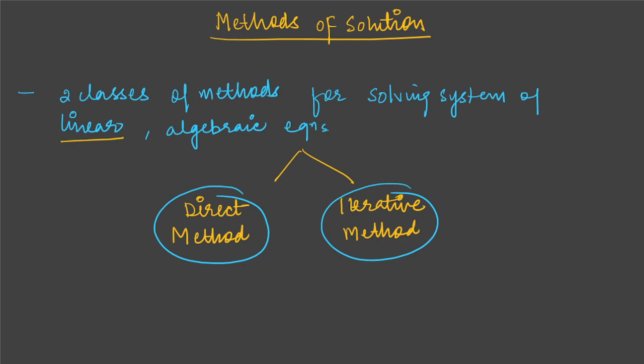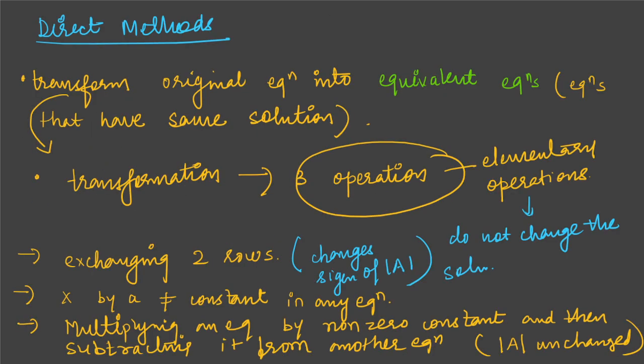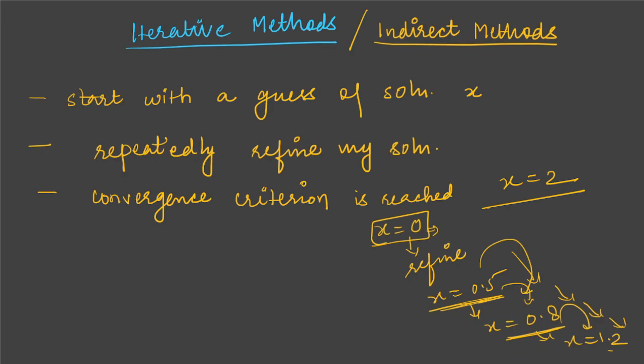Okay, so direct methods are those methods which transform the original equations to the equivalent equation and then find out their solution. And iterative methods are the methods which start with a guess and then repeatedly refine the solution until the convergence criteria is reached. Okay, I hope it's fine for now.